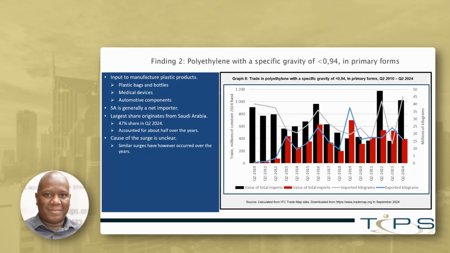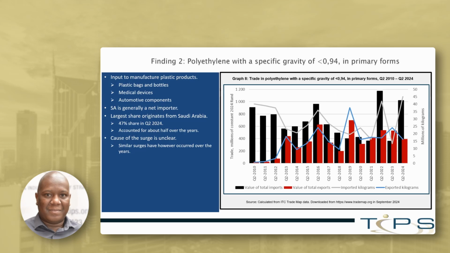Okay, so the second finding, we're looking at polyethylene. Polyethylene is an input to manufacture plastic products. Some of the products produced include plastic bags and bottles, medical devices, and automotive components. South Africa is generally a net importer.